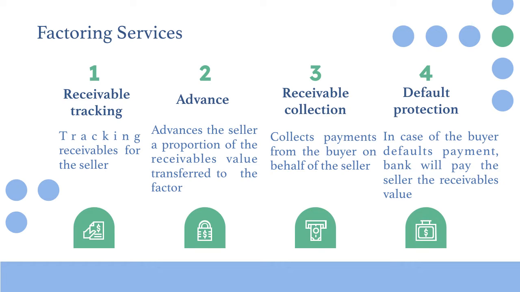Factoring as a package consists of 4 services. 1. Receivable tracking. Sellers are provided with the service of tracking all receivables. 2. Advance. Sellers might request a proportion of the receivables value transferred to the factor as an advance. 3. Receivable collection. Sellers could delegate the factors to collect payments from the buyers.